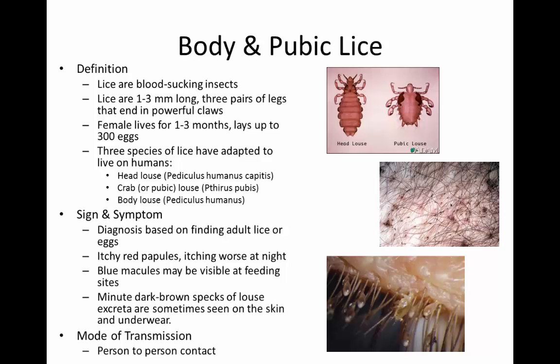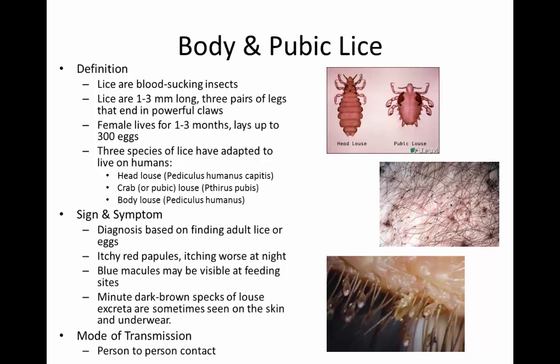Body and pubic lice are blood-sucking insects. Lice are 1 to 3 millimeters long and have 3 pairs of legs that end in powerful claws. Females live for 1 to 3 months and can lay up to 300 eggs. 3 species of lice have adapted to live on humans: head louse, crabs, and body or pubic lice.